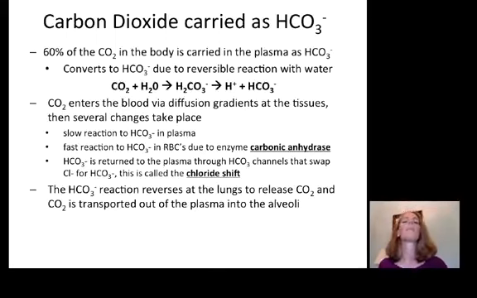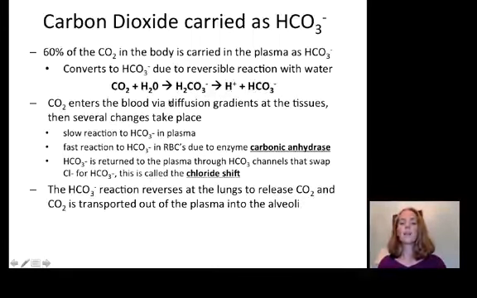So here's how it happens. Carbon dioxide is primarily carried as bicarbonate ion. 60% of the CO2 in the body is carried in the plasma as bicarbonate. It converts to bicarbonate due to this reversible reaction with water, and I want you guys to memorize this reaction. Carbon dioxide with water combines to liberate acid and bicarbonate.